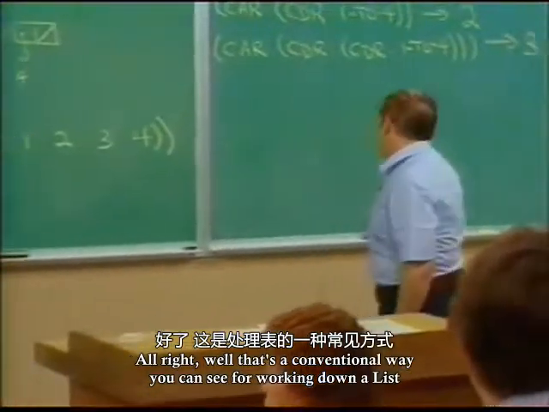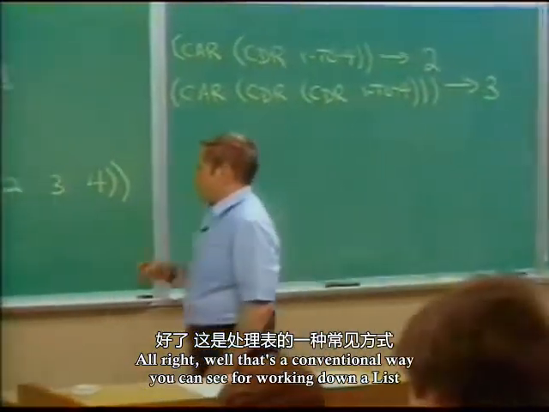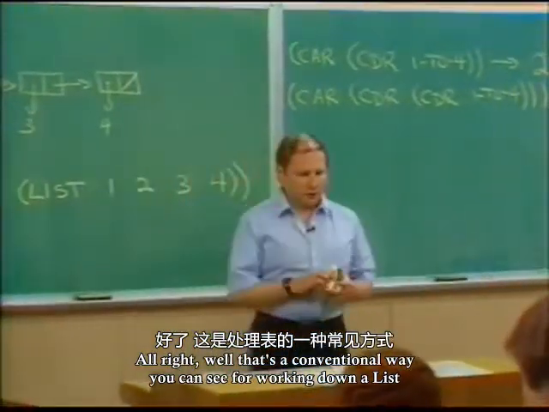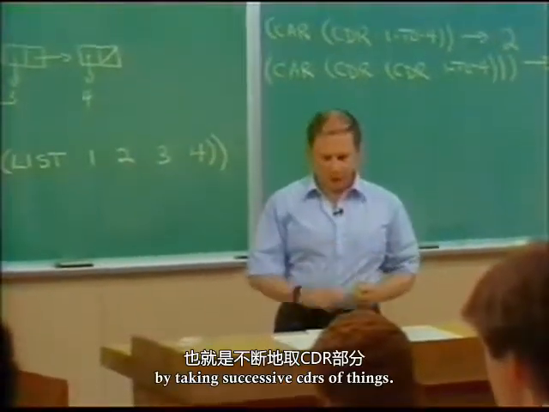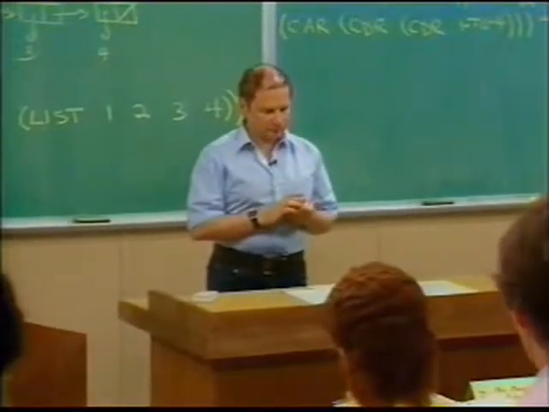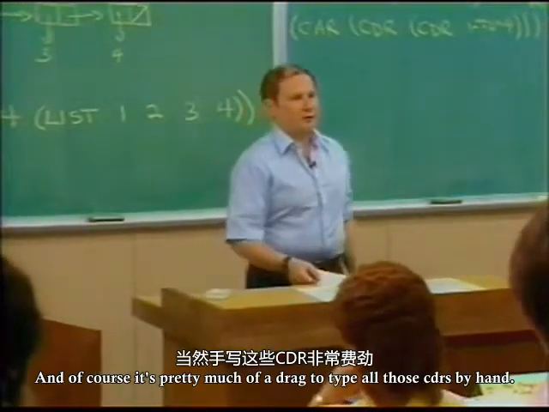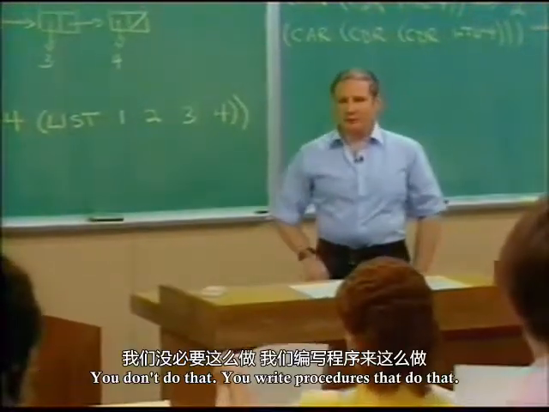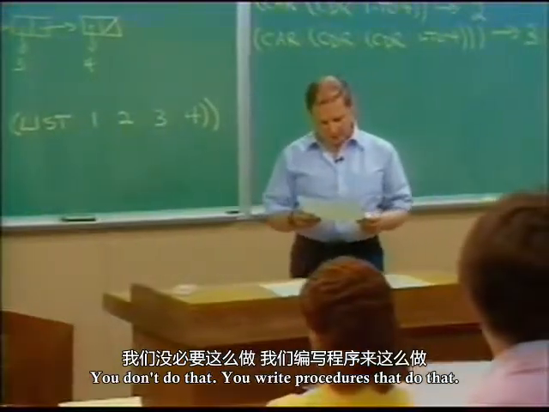All right, well, that's a conventional way, as you can see, for working down a list by taking successive cdrs of things. It's called cdring down a list. And of course, it's pretty much of a drag to type all those cdrs by hand. You don't do that. You write procedures that do that.